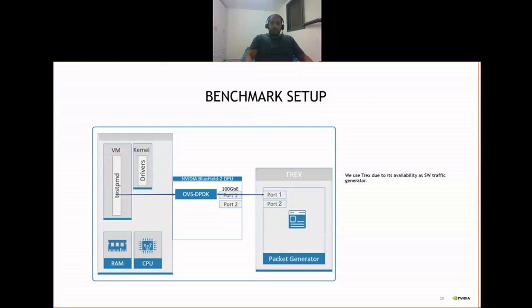So the topology we chose to use for the benchmark is the following. We have an NVIDIA BlueField-2 DPU as the device under test, connected back to back to T-Rex, a software packet generator. In the ARM itself, in the BlueField-2, we have OVS-DPDK configured with VXLAN and connection tracking, also with hardware offload. In the VM itself, we have testpmd as the packet forwarder.